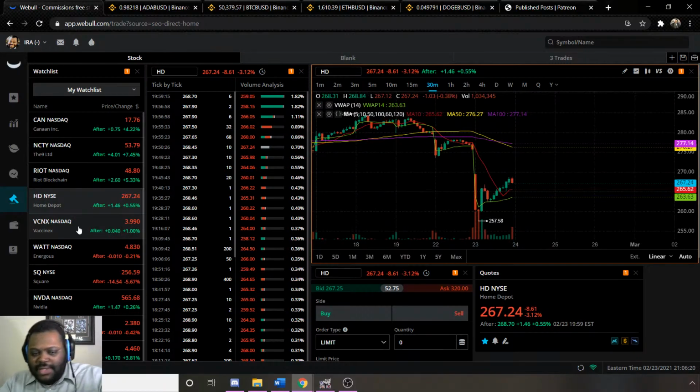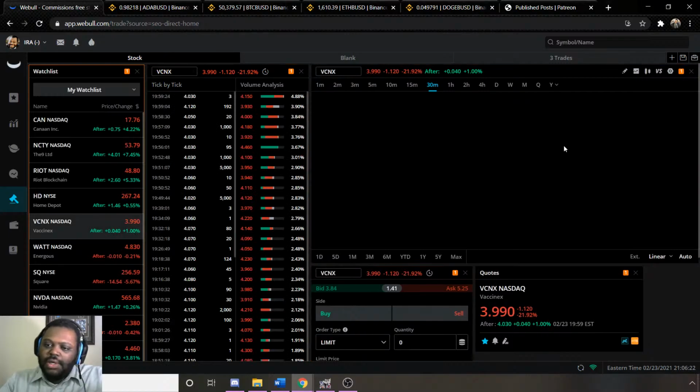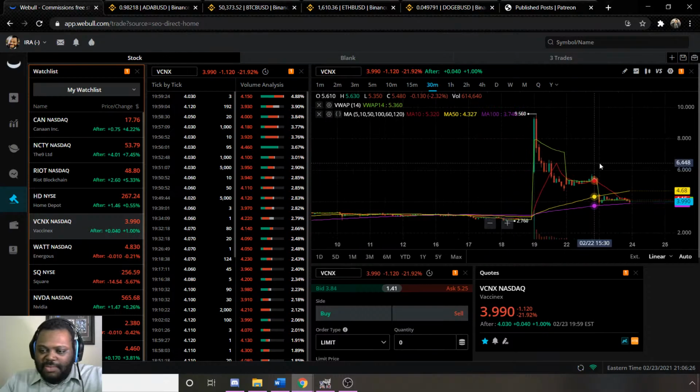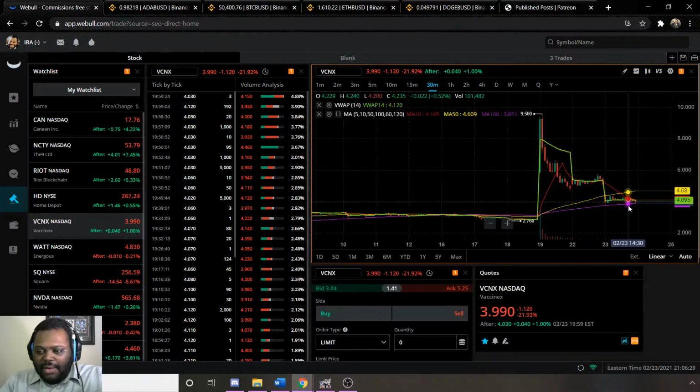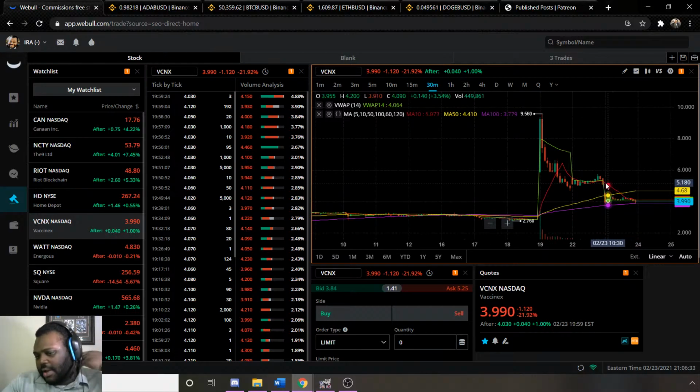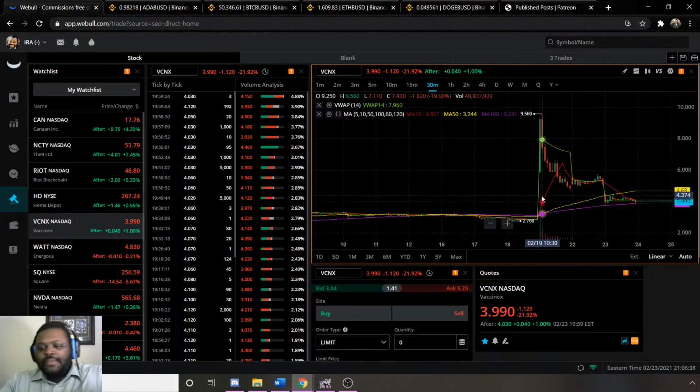Next, we have ticker symbol VCXN, which, if the chart loads, has been bearish and is bearish. Moving average 10 is below 50, and it looks like it is bouncing off of the 100, which is this purple line. But overall bearish on them. They did end 4 cents above close, to end at 403.